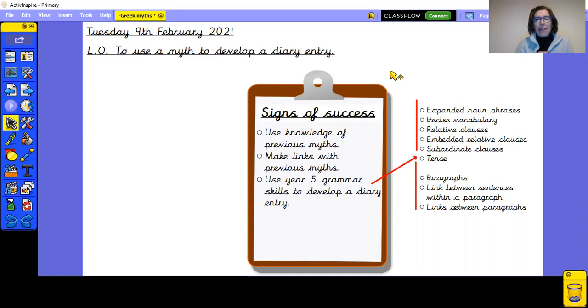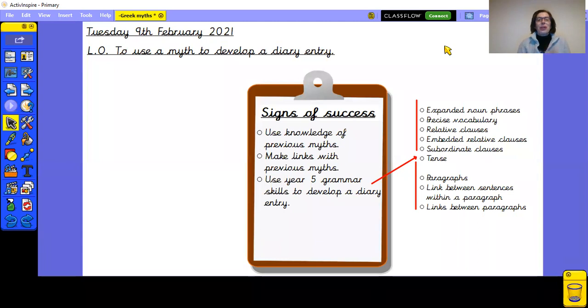Okay, amazing, Year 5. I can see you're ready. So please write the date and the LO for today. So the date is Tuesday, the 9th of February, 2021. And the LO for today is to use a myth to develop a diary entry. As you would do in class, write it neatly with the capital letters and underline date and LO. Pause the video and I will catch up with you in a moment.